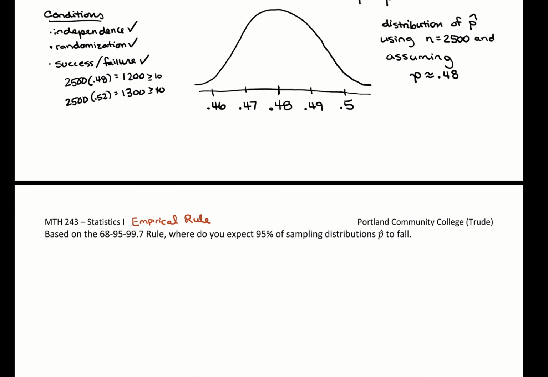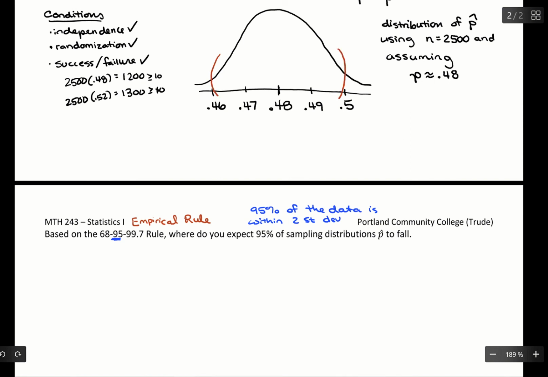So our 95% rule from the empirical rule said 95% of the data is within 2 standard deviations. So what we could do is, with our distribution up above here, we go 2 standard deviations below, 2 standard deviations above, and that gets about 95% of the data.